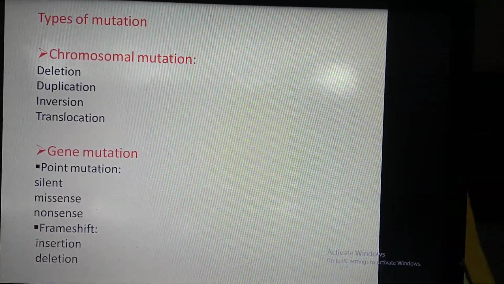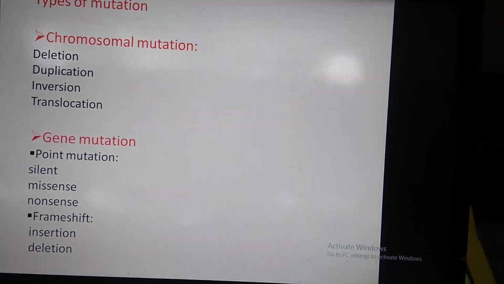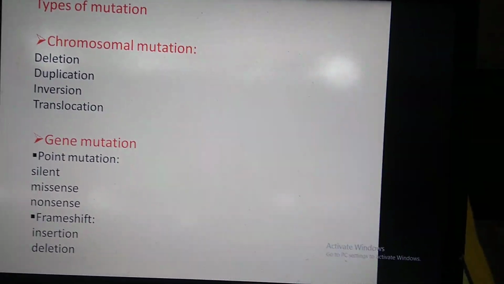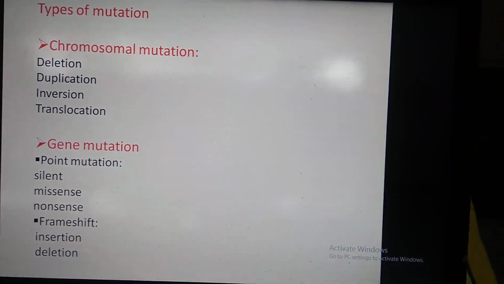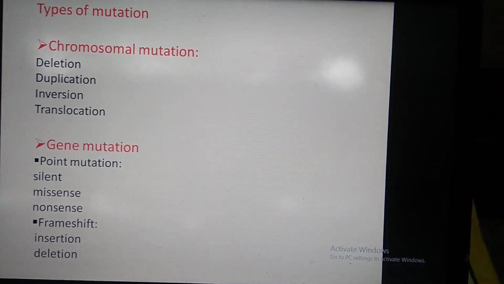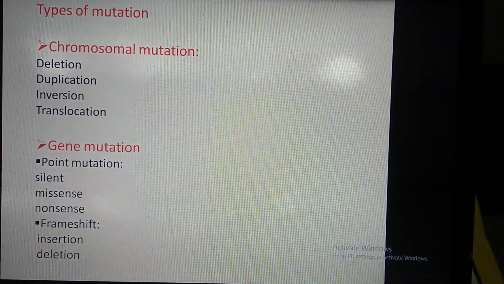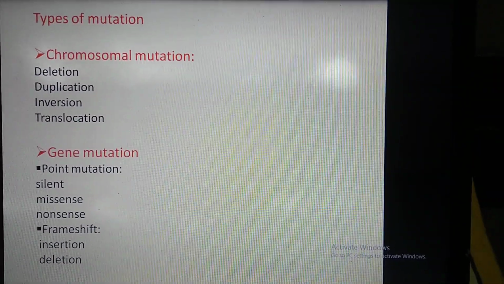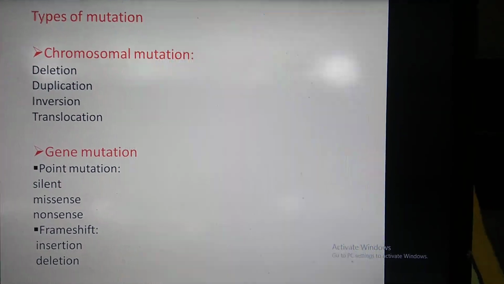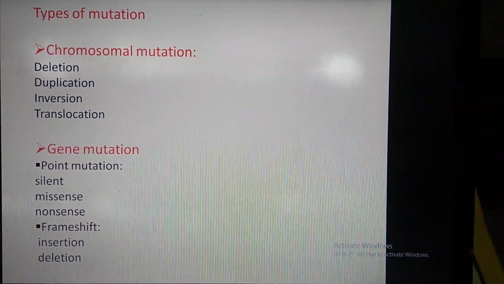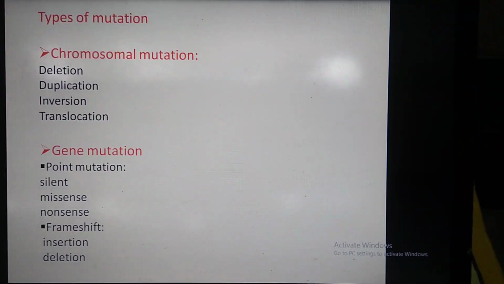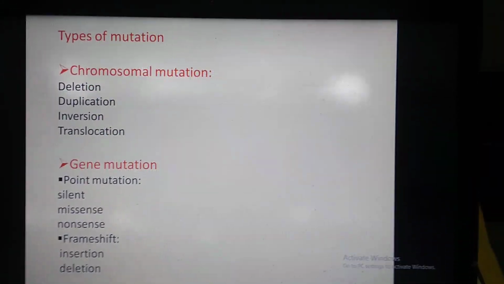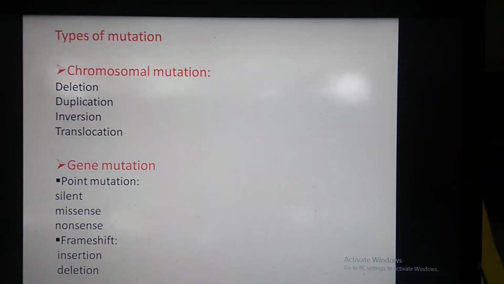And the other type of gene mutation is frame shift. So we can know the type or the character of this mutation from the name only. Frame shift means it is changing the reading frame by which its nucleotide sequence will be read during protein synthesis, right? So it will be changing its open reading frame. So this leads to frame shift mutation.